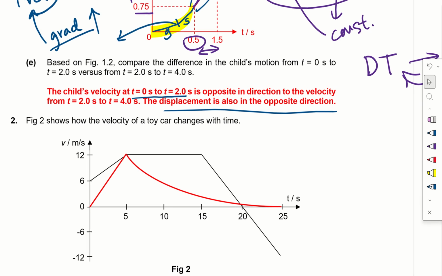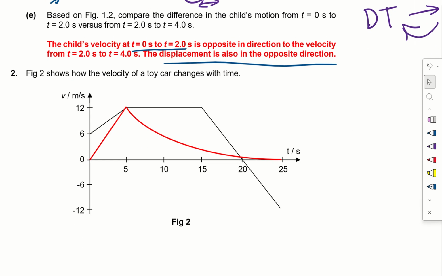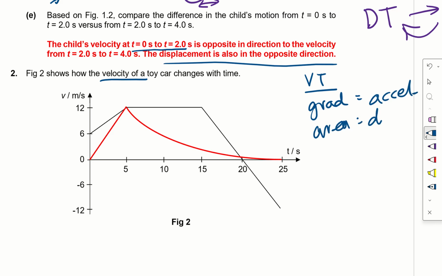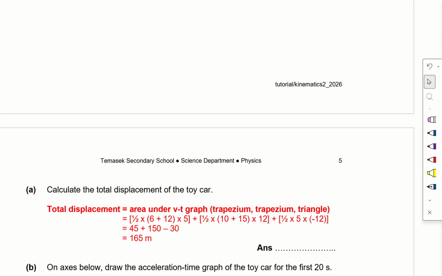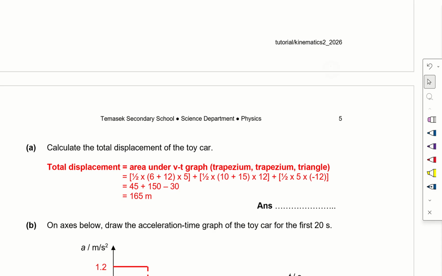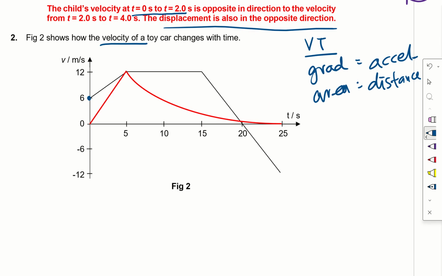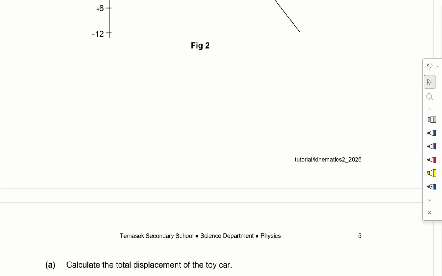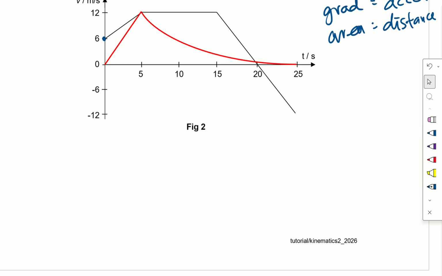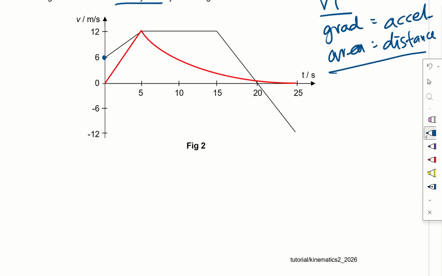Okay. Now, question 2, it shows how the velocity of a toy car changes with time. So again, for a VT graph, you need to know that the gradient represents acceleration, and the area under the graph represents distance or displacement. Okay. So calculate the total displacement of the toy car. At the start, it had a speed of 6. Okay, and basically to calculate the total displacement, we have to find the area under the graph.